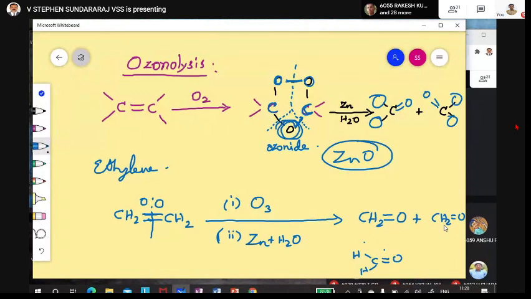And butene will give you 2 moles of acetaldehyde. Okay, and 2-methyl-butene will give 1 mole of acetone and 1 mole of acetaldehyde. Okay, 2,3-dimethyl-butene will give 2 moles of acetone. This is only simple alkene I am giving.